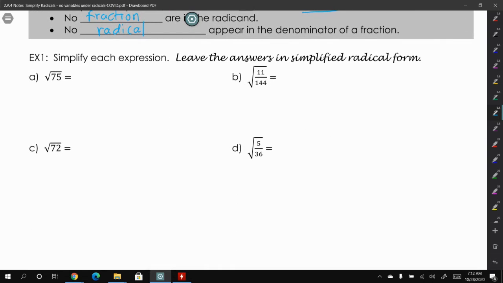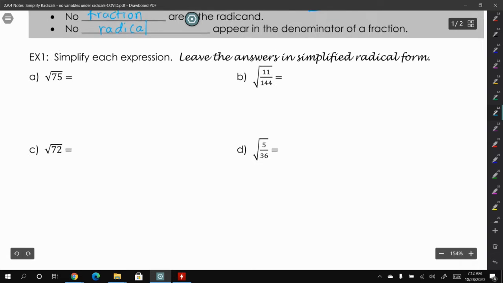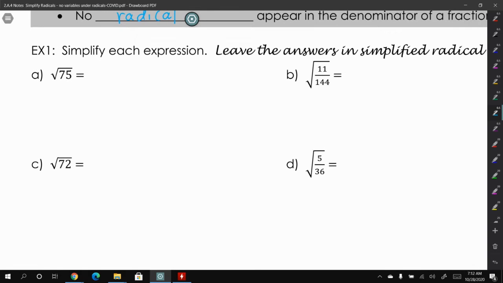So if we look at our examples down here, we're going to break these up into two factors where one of those factors is a perfect square. Remember, a factor is a number. Two factors are numbers that multiply to my given number. So factors of 12 could be 6 and 2. 6 times 2 is 12. 4 and 3 are factors of 12. 1 and 12 are also factors of 12.